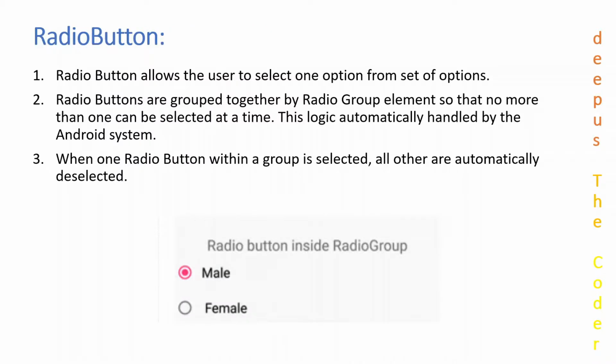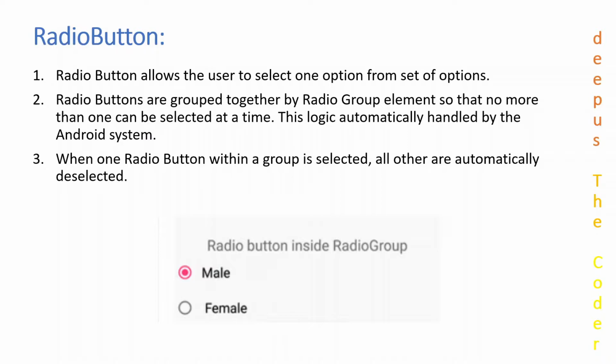Radio button. A radio button allows the user to select one option from a set of options. With the help of the radio group element, we can group all these radio buttons. The main advantage of using the radio group element is that if you group your radio buttons with it, at a time you can select only one option from the set of options.